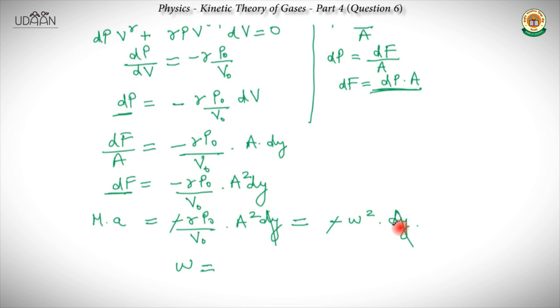See this. This is actually mass into acceleration. So this is the whole force. Right. And this would be minus m omega square dy, because acceleration alone is equal to omega square dy, and we have to multiply it by m. So finally we get omega as gamma P naught A square by V naught whole into m.